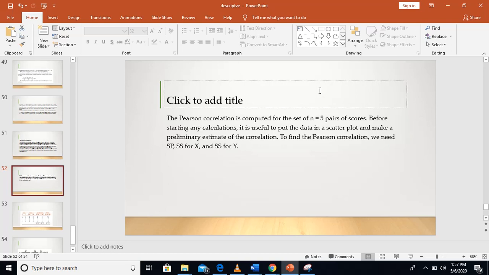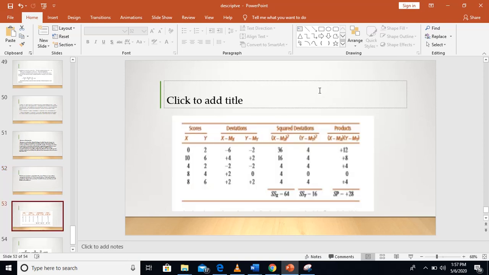The Pearson correlation is computed for a set of n equal to 5 pairs of scores. Before starting any calculation, it is useful to put the data in a scatter plot and make a preliminary estimate of the correlation. To find the Pearson correlation, we need SP, SS for x, and SS for y. Here is an example. We have two scores, x and y. We calculate x minus Mx and y minus My. These are the deviations. Then we calculate the squared deviations. SSx is equal to 64 and SSy is equal to 16.